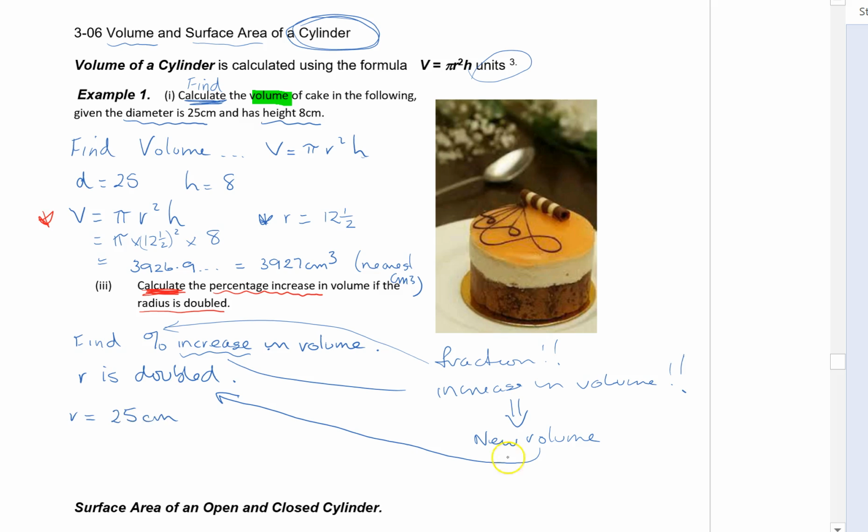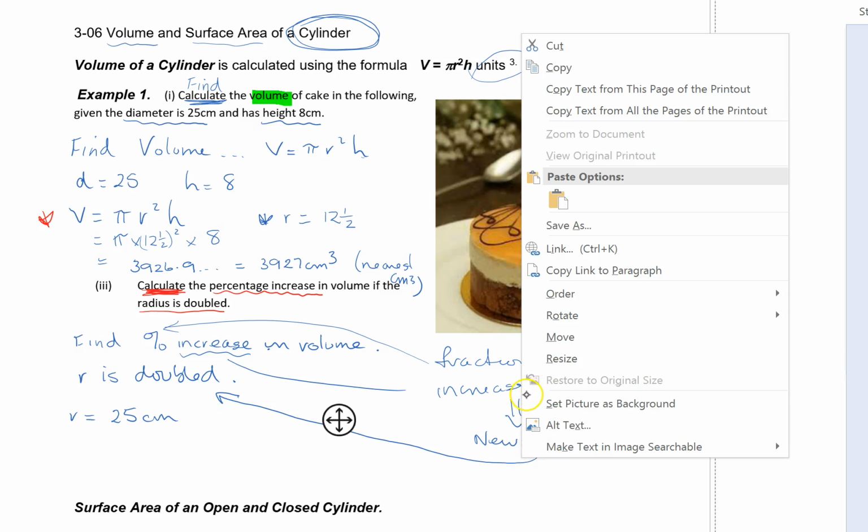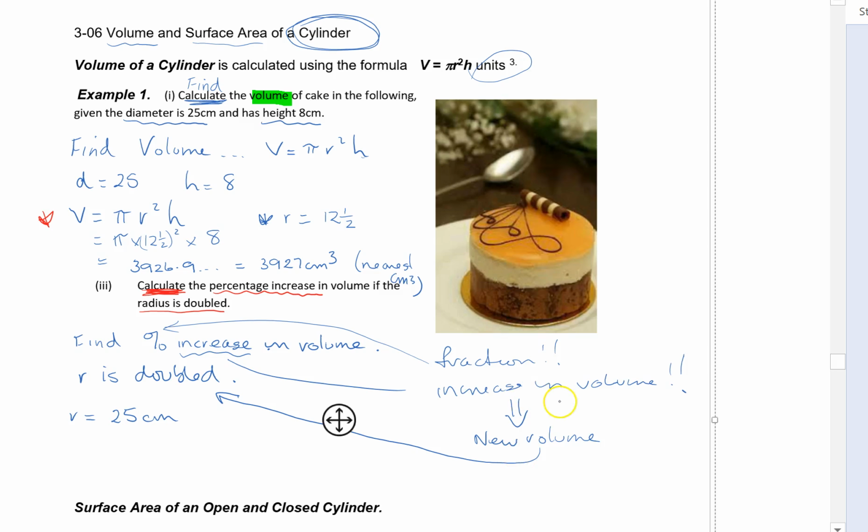So what do I have to do? I've got to find a new volume. I've got to find the increase in volume. I've got to write this as a fraction. I've got to turn this into a percentage. There's lots to do in this question, and you won't be stepped through it. You won't be told, find the new volume, find the increase, write this as a fraction, convert it to a percentage. All you're simply asked to do is calculate the percentage increase.